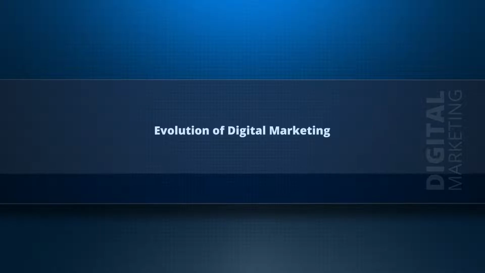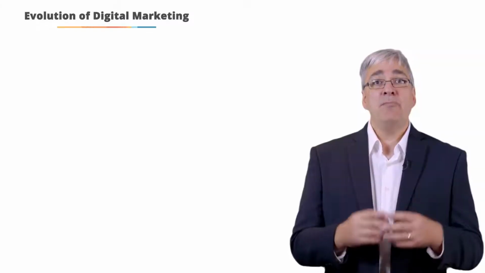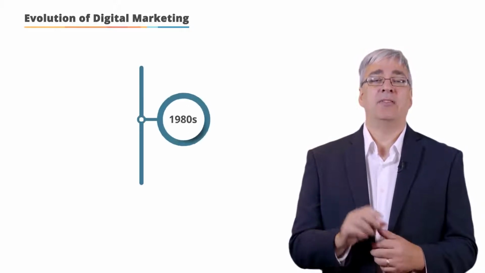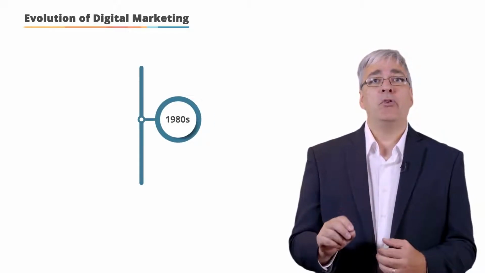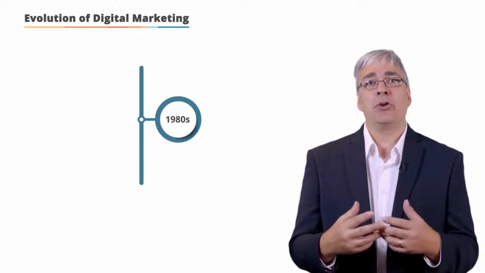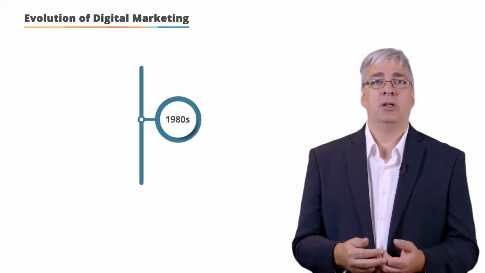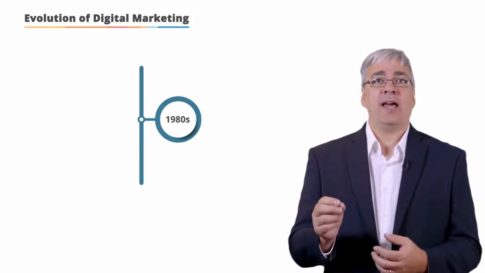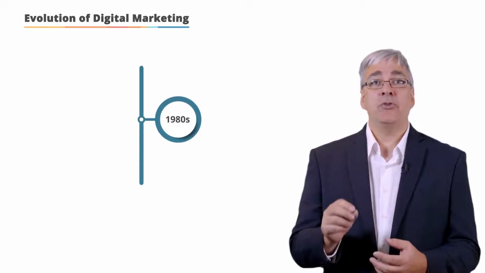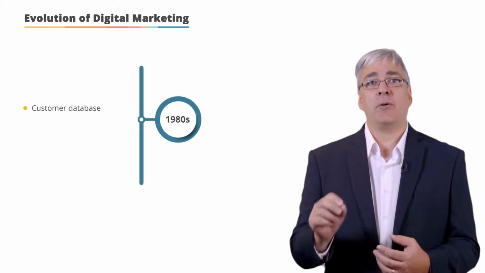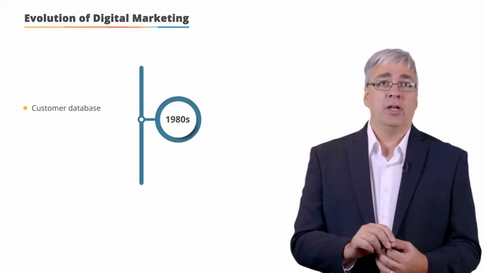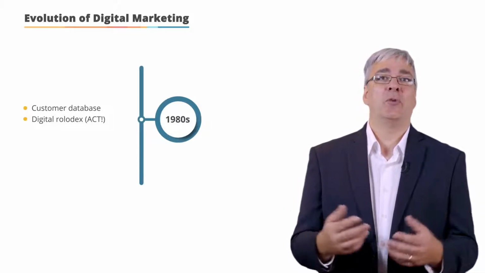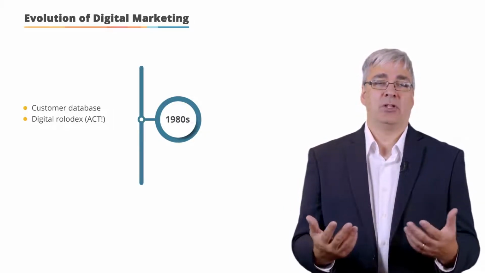The evolution of digital marketing. The beginnings of marketing technology can be traced back to the 1980s, when computers became sophisticated enough to store a huge volume of customer information. In 1986, ACT, a contact and customer management company, introduced the first database marketing software to the business world. It was essentially a digital Rolodex, only it could store large volumes of customer contact information.